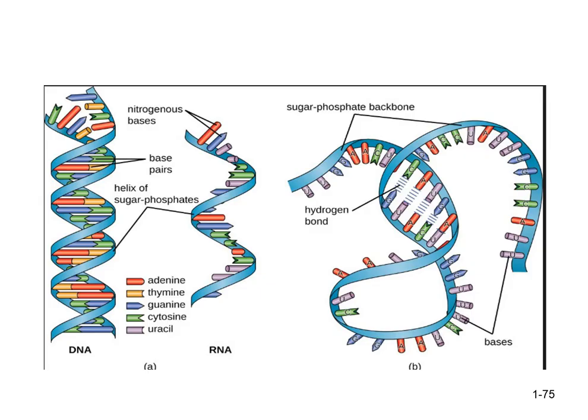So this is what we are talking about. This is DNA. You can see double-stranded here. This is RNA, that is single-stranded. This is a helix, alpha helix.